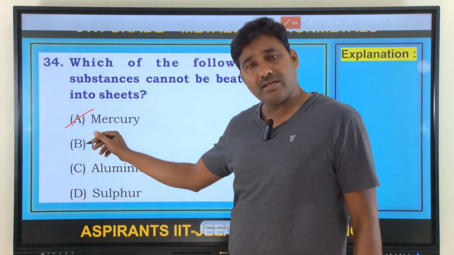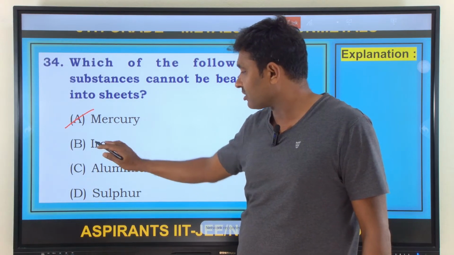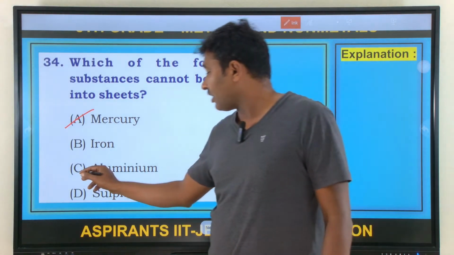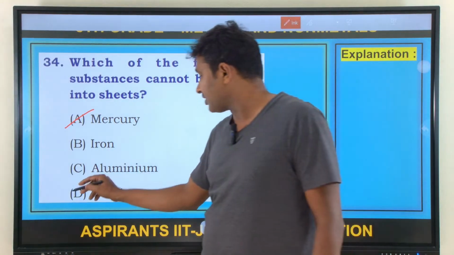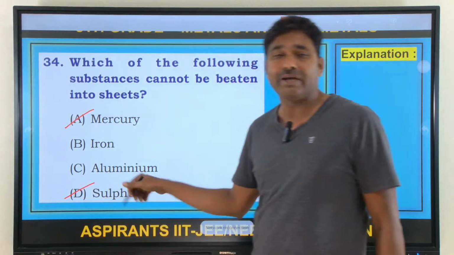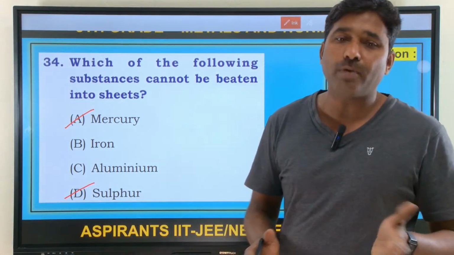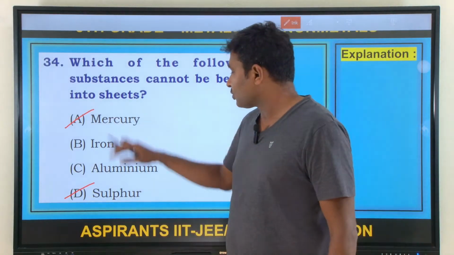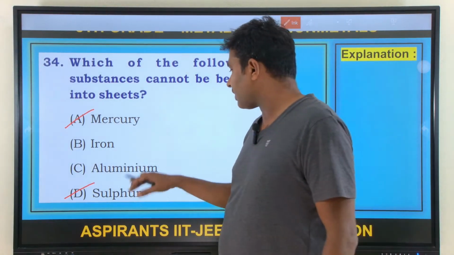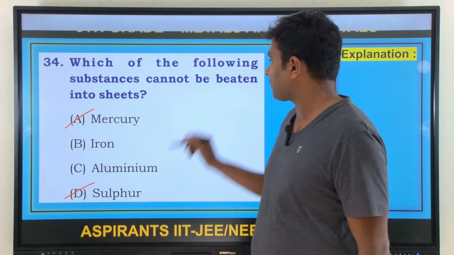And iron is a solid, hard metal. It can be beaten into a thin sheet. It shows malleability. Aluminium shows malleability. And sulfur is a non-metallic element. It is a brittle solid. When we beat it, it becomes a powder. So two elements among these four do not show malleability. They are mercury and sulfur.